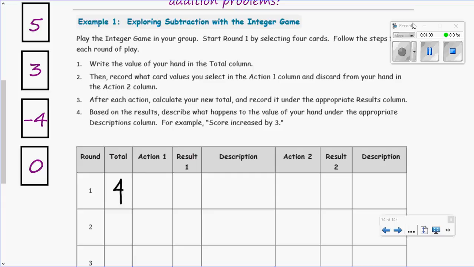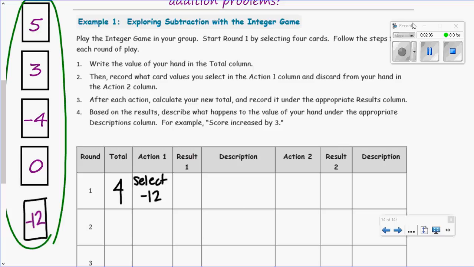Now for action 1, I'm going to tell you what I want you to do. I want you to add a card that is a -12, and we're going to write select a -12. We just pretended we're playing the game and we picked up a -12. Now think about what your score would be with these 5 cards. You can pause it and figure it out. Your score, if you had those 5 cards in your hand, would be -8.